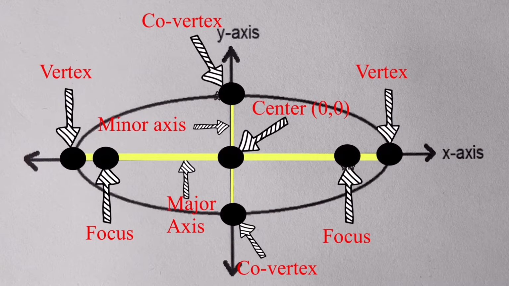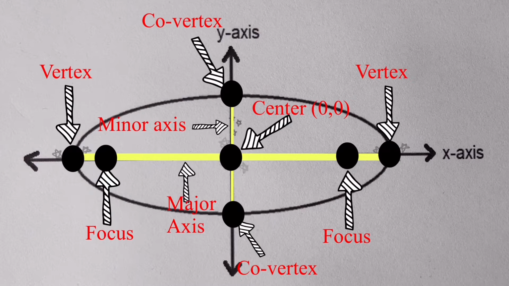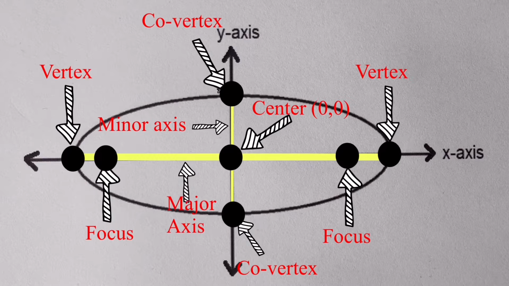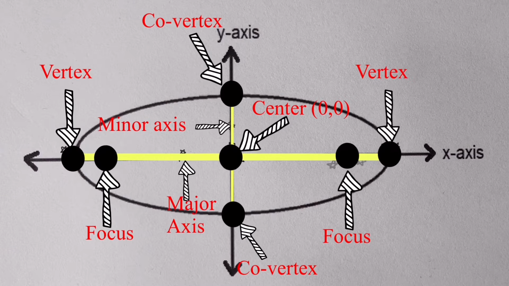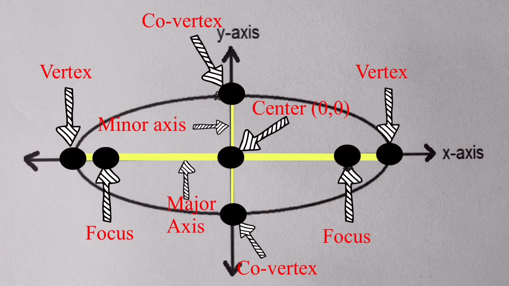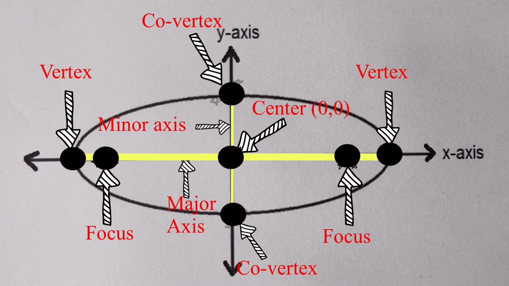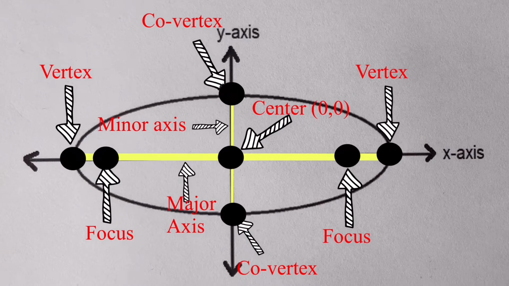This focus is always going to lie along the major axis. Please remember that the foci of an ellipse are two fixed points on its major axis such that the sum of the distances of any point on the ellipse from those two points is constant. So those are the basic parts of an ellipse.